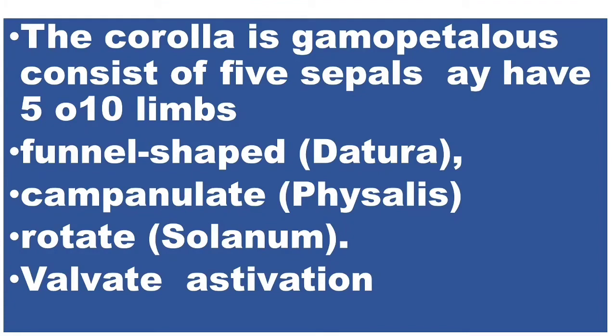Corolla is gamopetalous, consists of five petals and has 5 to 10 limbs. So these slides have some incorrections. This is not the five sepals, but it is the five petals. Funnel shape in Datura, campanulate in Physalis.